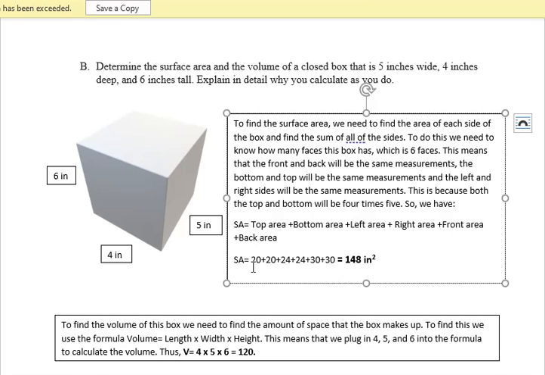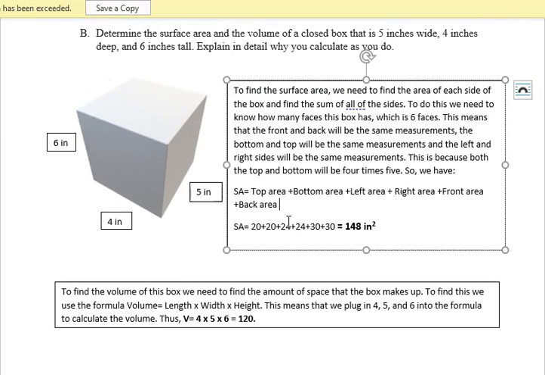Thus, surface area is 4 times 5 plus 4 times 5 plus 24 plus 24 plus 30 plus 30. 24 is 6 times 4 here on this face. 20 is 4 times 5 on this face. And 30 comes from 6 times 5. So if you add all of those together, you get 148 inches squared as the surface area for this box.